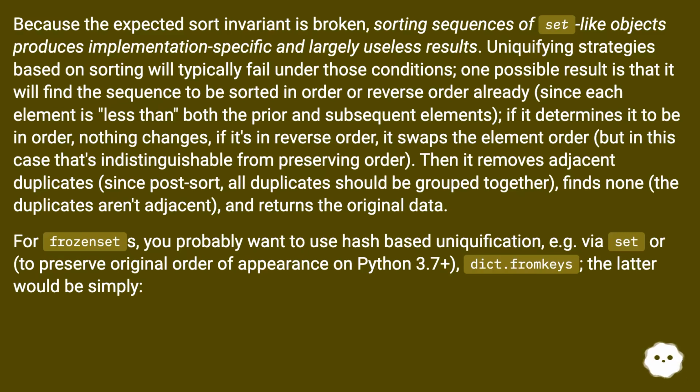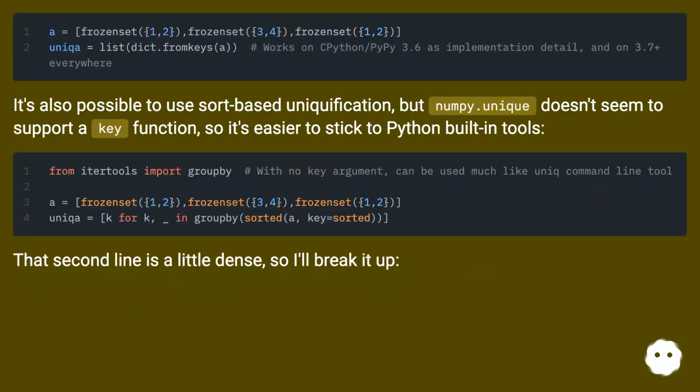For frozensets, you probably want to use hash-based unification, for example via set, or, to preserve original order of appearance on Python 3.7 plus, dict.fromkeys. The latter would be simply... It's also possible to use sort-based unification, but numpy.unique doesn't seem to support a key function, so it's easier to stick to Python built-in tools.